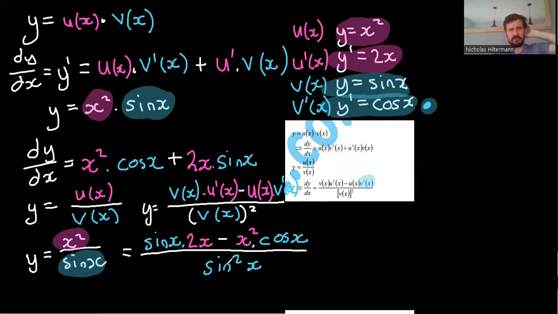Okay, so that's our product rule and our quotient rule. I have more than 10 minutes, so I'm going to do the chain rule now. So chain rule is something a little bit different.